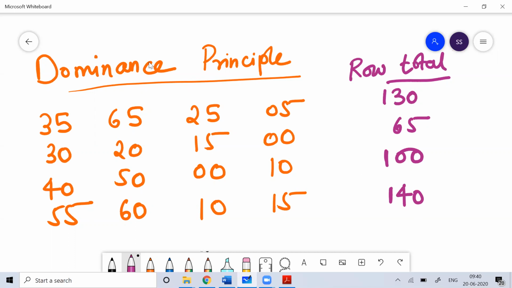Okay, so I hope you remember. Again, I'll repeat that. When we apply the principle, we basically delete that row for which all the elements of that row are either less than or equal to all the elements of the other row. Okay, so first we'll start deleting the rows.